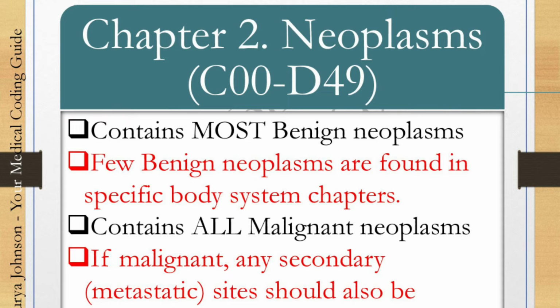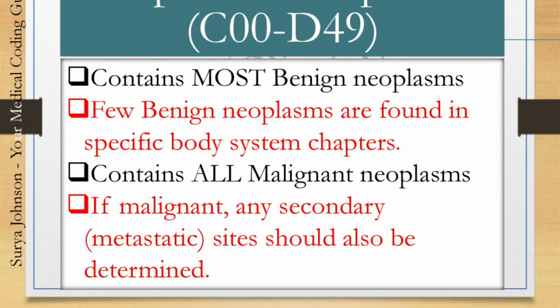In the Neoplasm chapter, the C00 to D49 series contains most of the benign neoplasms. A few benign neoplasms are found in specific body system chapters, in the different body system ICD-10 chapters, and are covered there. And this chapter contains all malignant neoplasms. Also, if it's a malignant neoplasm and the cancer has metastasized from the primary site to secondary sites, those should also be determined and coded.